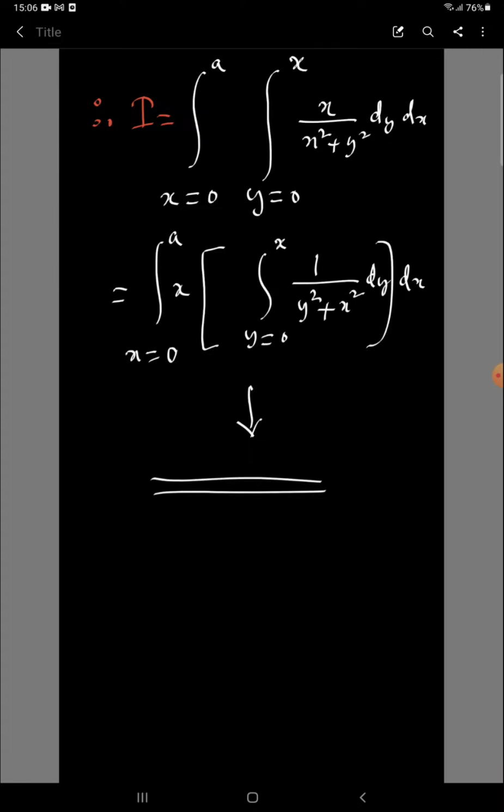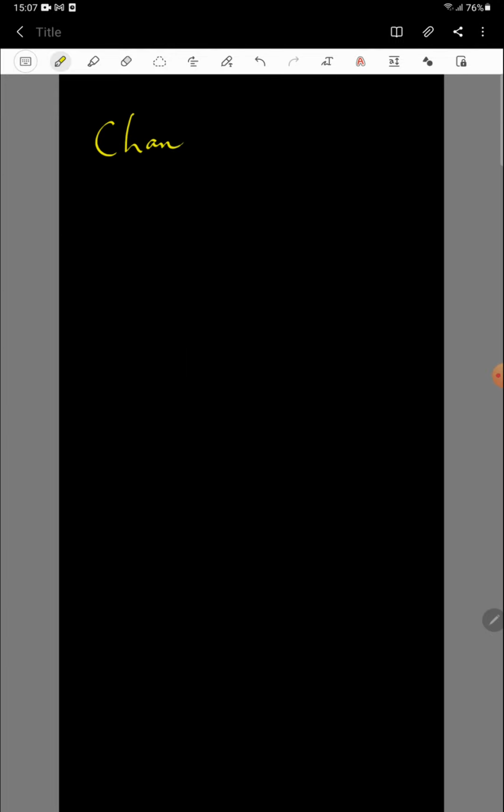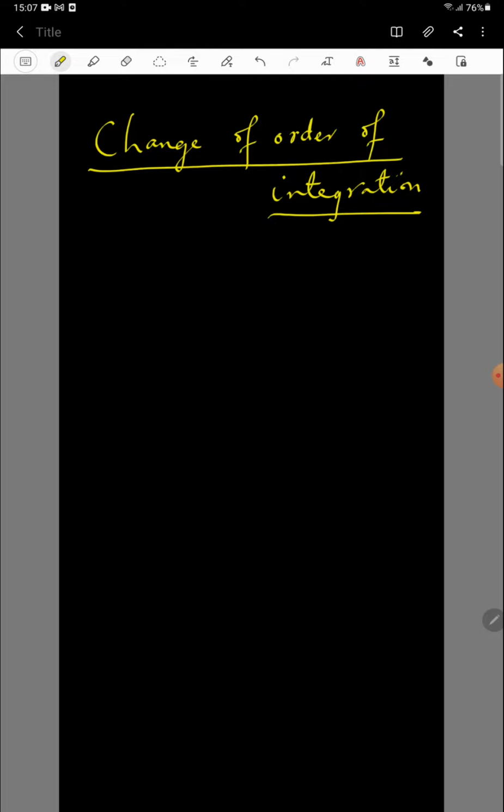Dear students, now we are going to see a very important concept, that is change of order of integration. First of all, keep in mind this is to be done only when it is required or asked in the problem. Sometimes they mention that do it by change of order. At that time you have to apply. Otherwise, there should be some requirement to apply it. If there is no requirement, there is no need of change of order. Keep in mind, please.